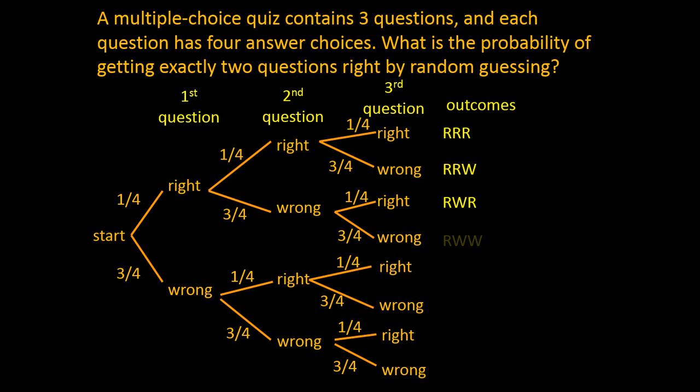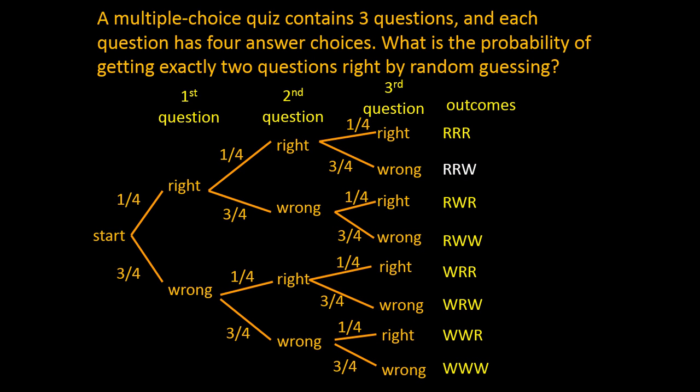So what are the possible outcomes? Well, if we follow the paths from start to finish, we could get all 3 questions right, or the first 2 right and the last one wrong. And if we keep following all the paths down to the bottom, we'll see the last outcome is getting all 3 questions wrong.